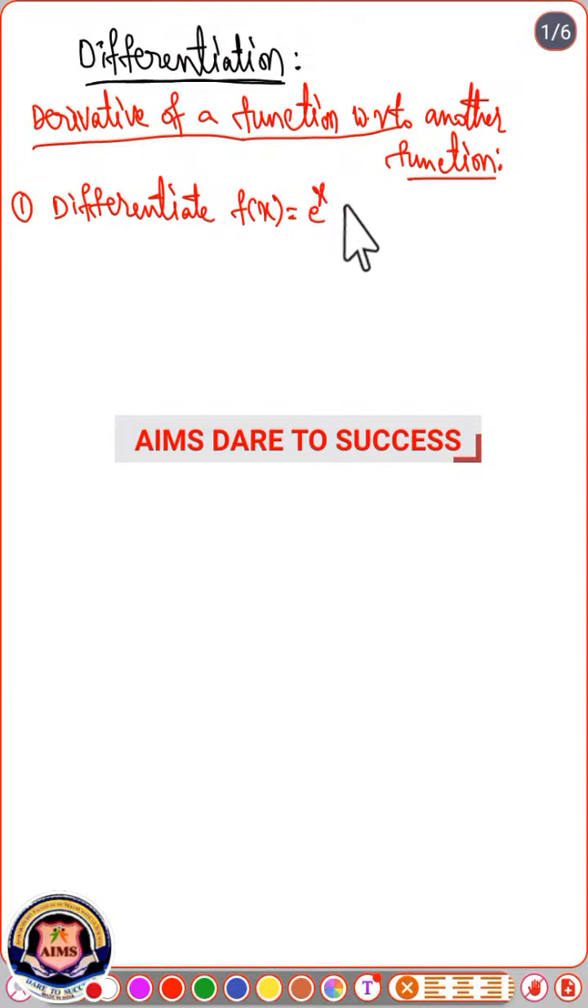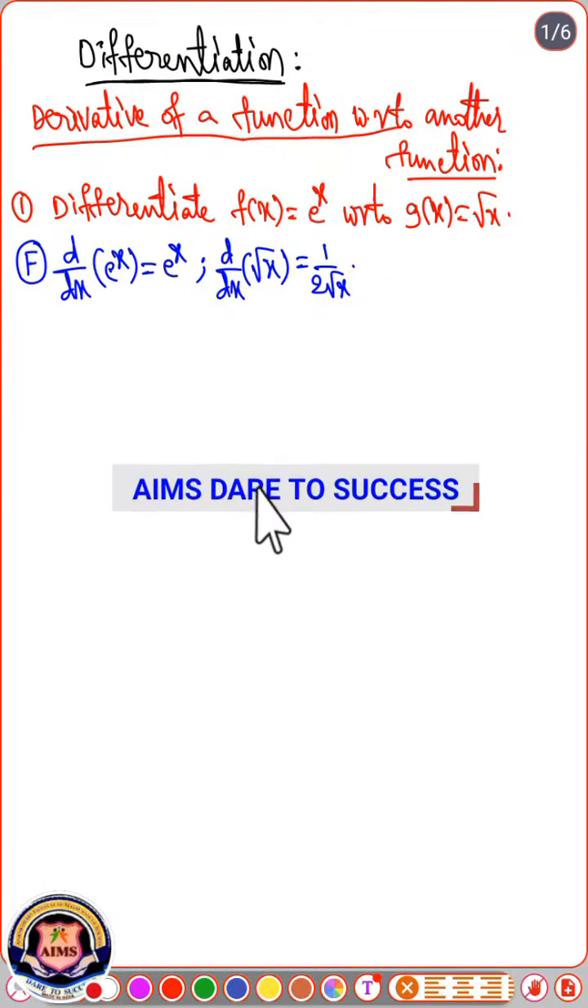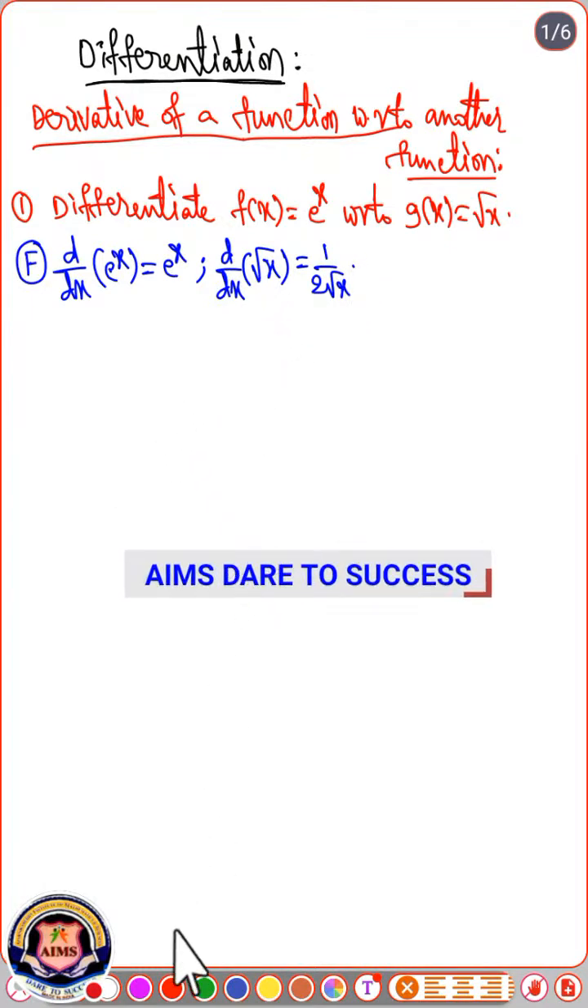Differentiate f of x is equal to e power x with respect to g of x is equal to root x. So first we can guess what formulas are used here. Okay, my dears, d/dx of e power x is e power x only. Next, d/dx of root x is 1/2 root x. These are the formulas. Now I can continue.